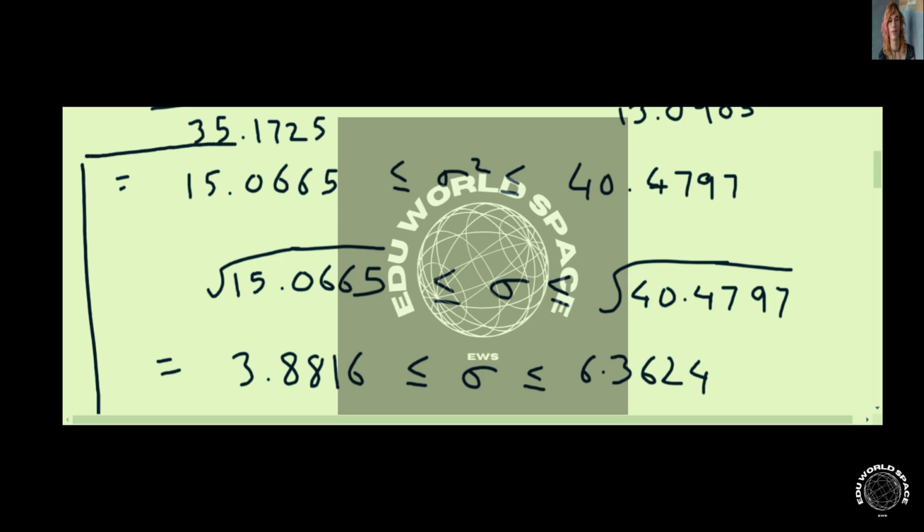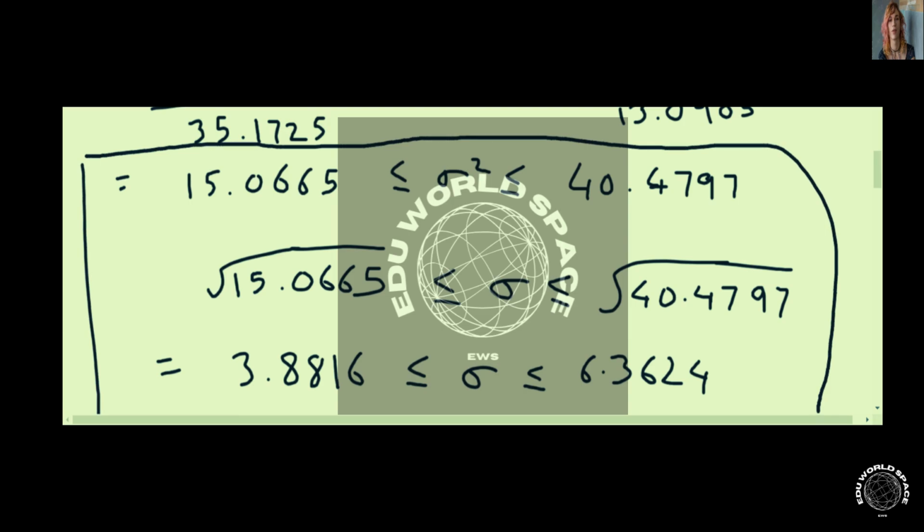Now here we found the confidence intervals for our standard deviation and our population variance. Now, I think the values mentioned are consistent with the confidence intervals we found, since 4.8 lies between 3.8816 and 6.3624.